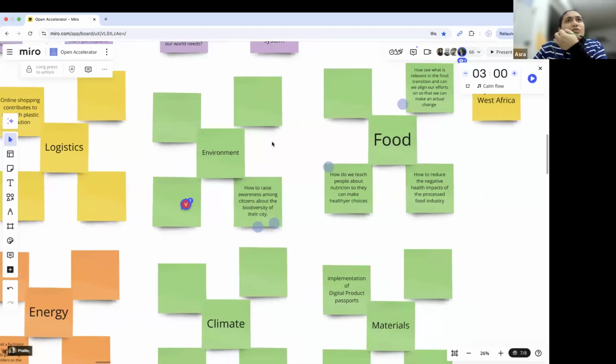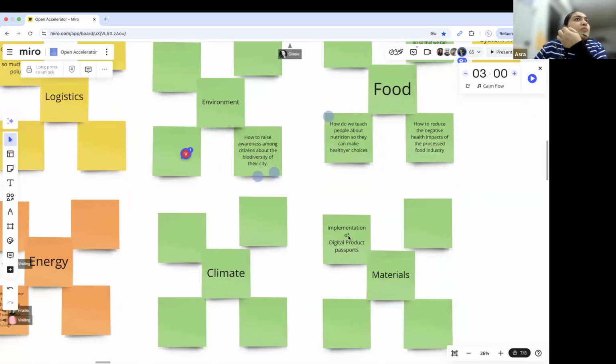Then we have two challenges under food. How do we teach people about nutrition so they can make healthier choices? And how do we know what is relevant in food transition, and how can we align our efforts so that we can make an actual change?